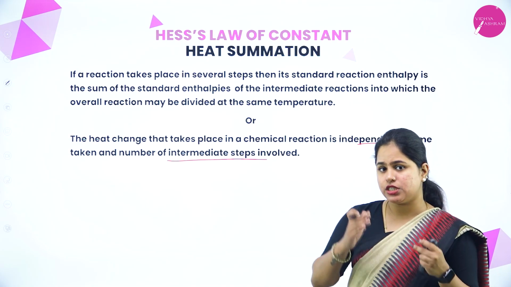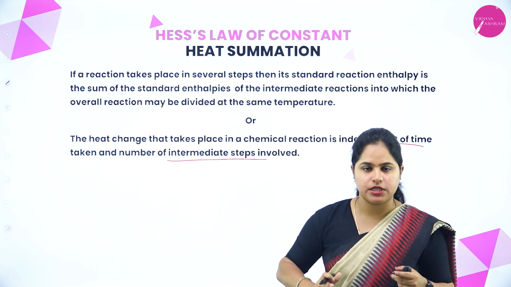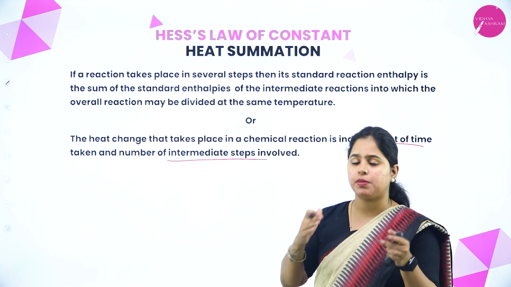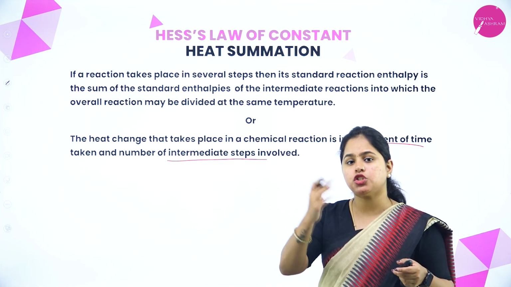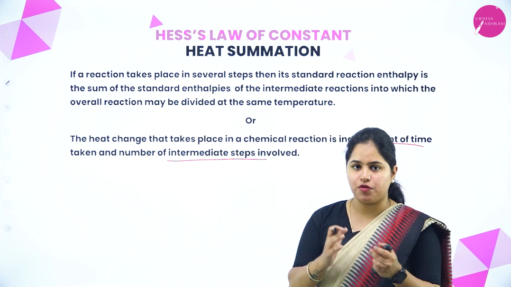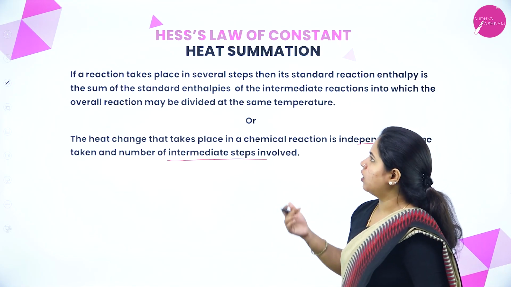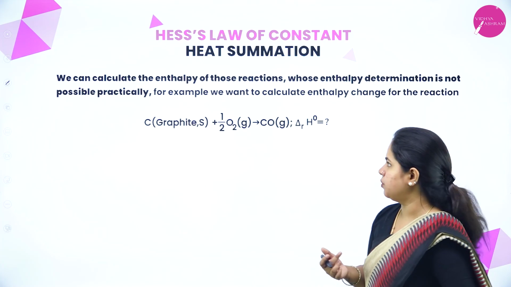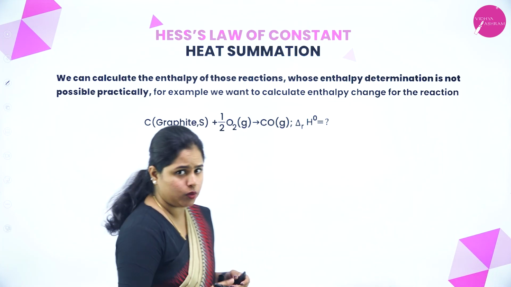So if the reaction is taking place in several steps, we have discussed it in Born-Haber cycle also, it is taking place in several steps. If you take the sum of enthalpies of each of the steps, you will get the total enthalpy of reaction. So that is called Hess's law of constant heat summation. So let's take an example and understand how exactly we can calculate it.